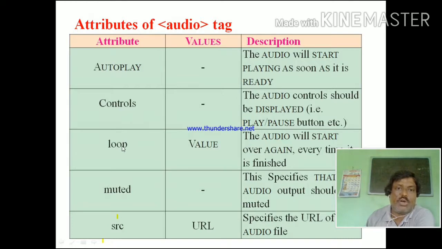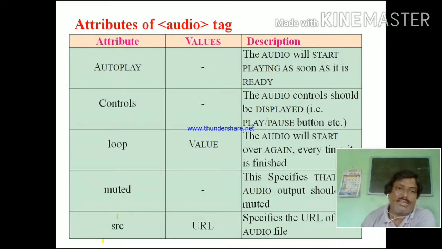The next attribute is loop, which has a value. This loop will play the audio a number of times on a web page. It takes a numeric value. For example, if we take loop equal to 3, then the audio will be played 3 times and after that it will finish.